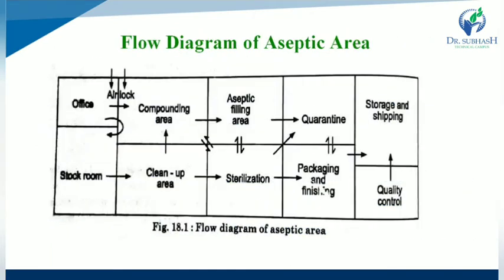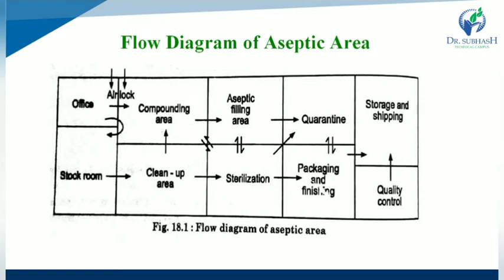That is the flow diagram of aseptic area. First one is stockroom, in the above portion. You see the airlock system for maintaining aseptic area. After the airlock system, office is present. After the office, compounding area is present. After compounding area, aseptic filling area is present, quarantine area is present, and last one is storage and shipping area is present. While in the below portion, stockroom is present.